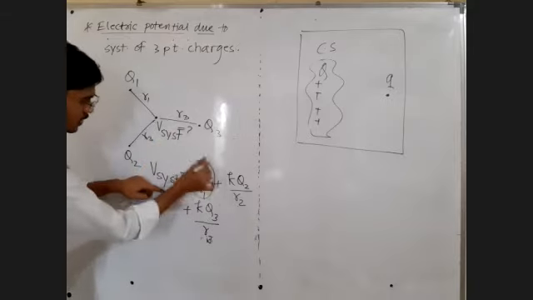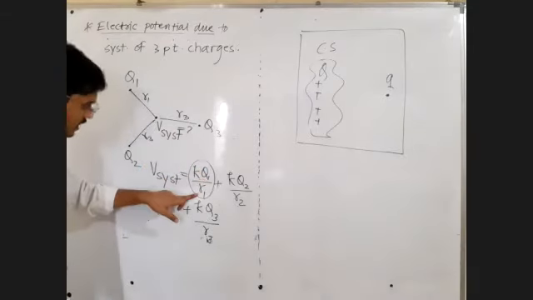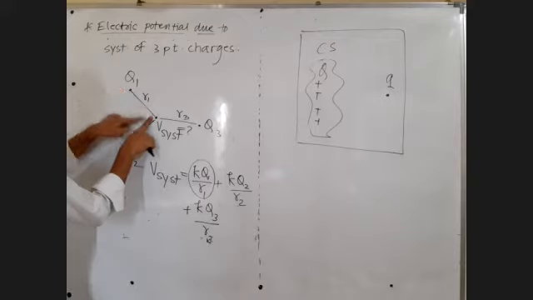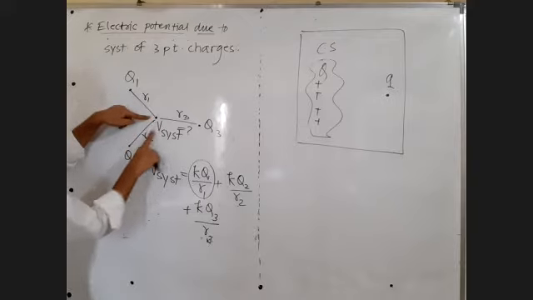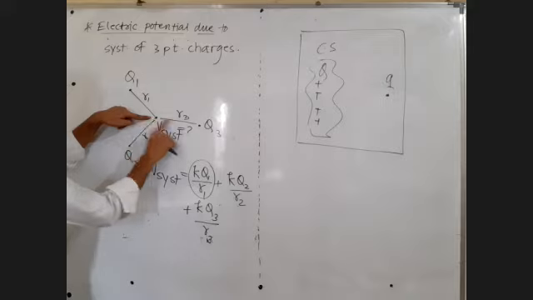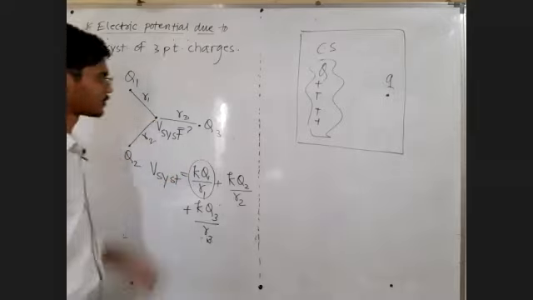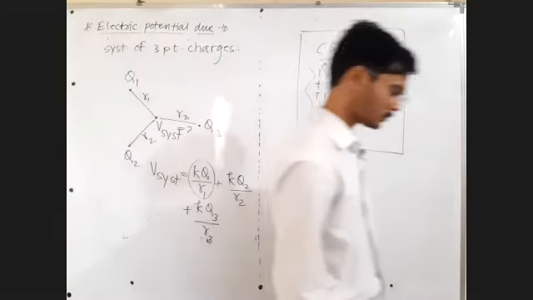This one is potential because of Q1 at distance R1. Because of Q2 at distance R2. Because of Q3 at distance R3. Hope that is clear. Fine.